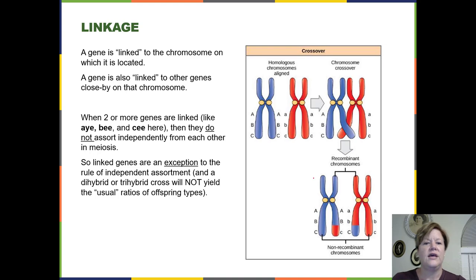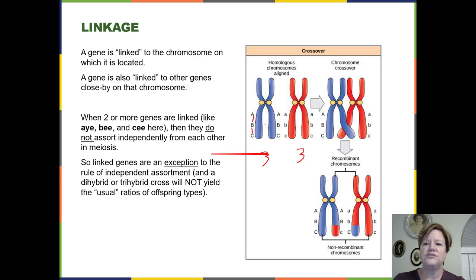And then there's linkage. Linkage just means the chromosome on which a gene is located. So if we have genes A, B, and C, and this is chromosome 3, and this is the other copy of chromosome 3, then you could say that genes A, B, and C are linked on chromosome 3. And you can also say that gene A is linked to gene B, and gene B is linked to gene C. It just means close together on the same chromosome.